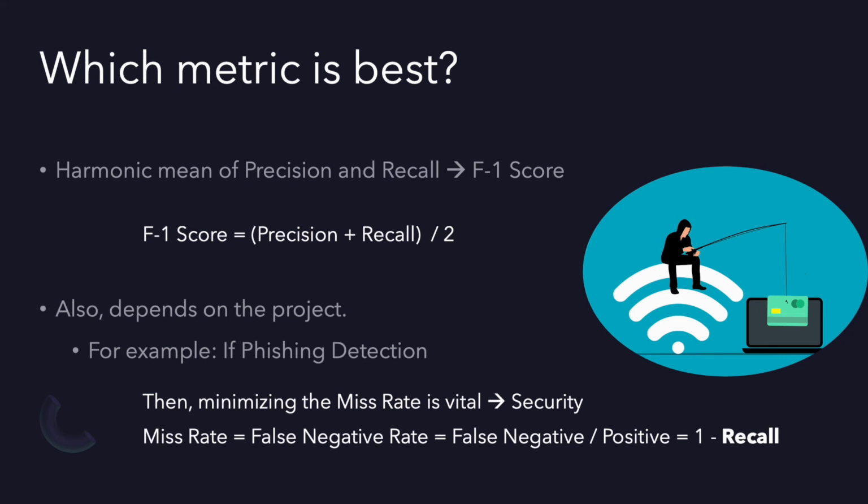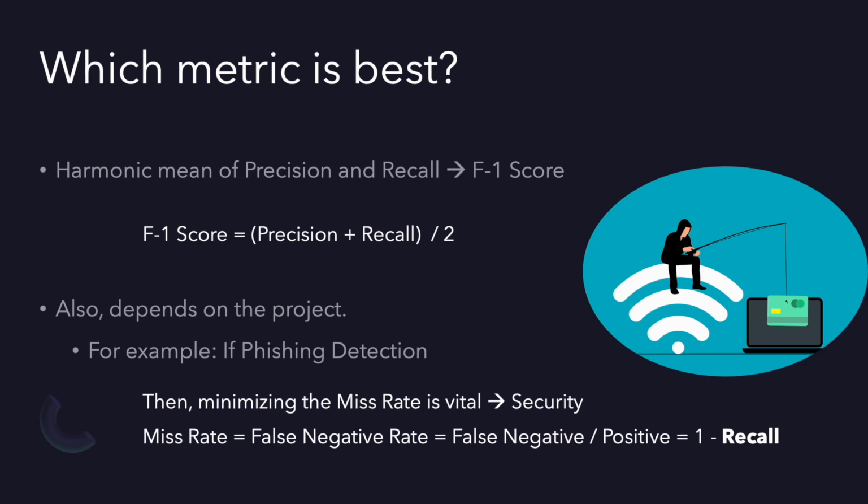Now, you can say there are so many metrics, which are the best to describe the performance, or if there is a trade-off between metrics, which should I prefer? Generally, a harmonic mean of precision and recall, F1 score, is a good measure. Also, in details, it depends on the project.